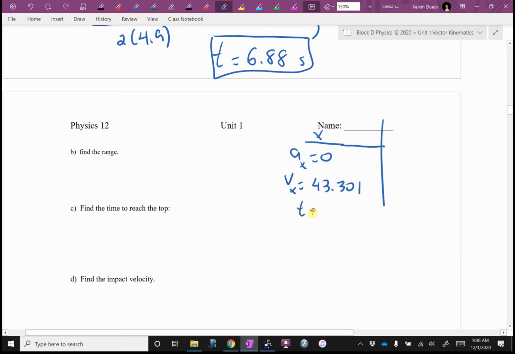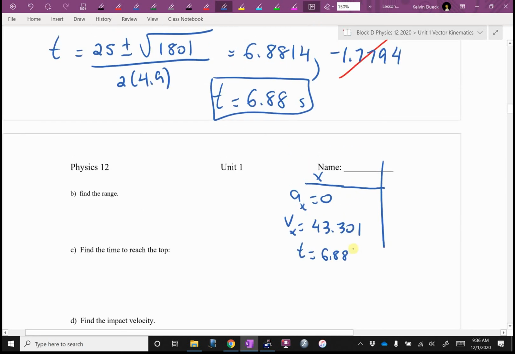Oh, and now I know time is 6.8814. And I'd like to find dx. Looking for an equation that has a d, an a v, and a t in it. There is one. Which one? Nick, which one?